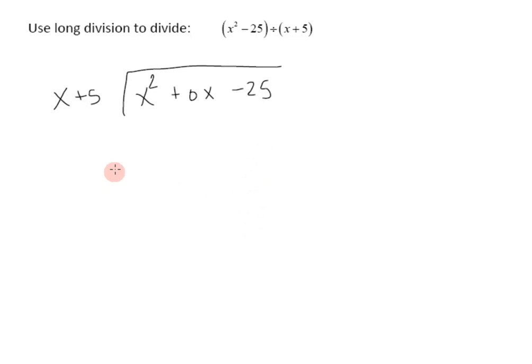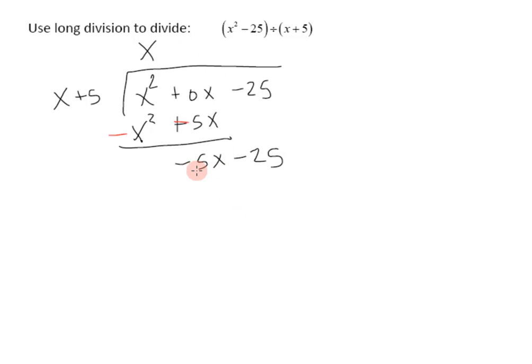All right, now we're going to do the same process I did before. The x squared divided by the x. x squared divided by x is x, and then multiply back down through. x squared plus 5x. So it was first term divided by that, x. Multiplied it back through. Do a subtraction, right? Subtract, subtract. x squared minus x squared is 0. 0 minus 5 is minus 5x. Drop down the 25.